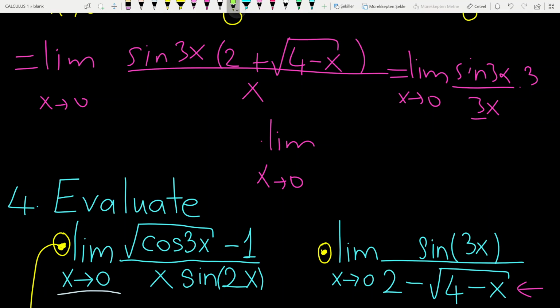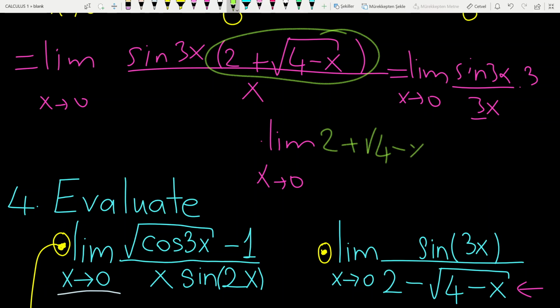The rest, what do we have? This expression. 2 plus square root of 4 minus x. And when x tends to 0, you have 2 here. 2 plus 2 is 4. So finally you have 4 times. This expression tends to 1. 4 times 3, which is 12.